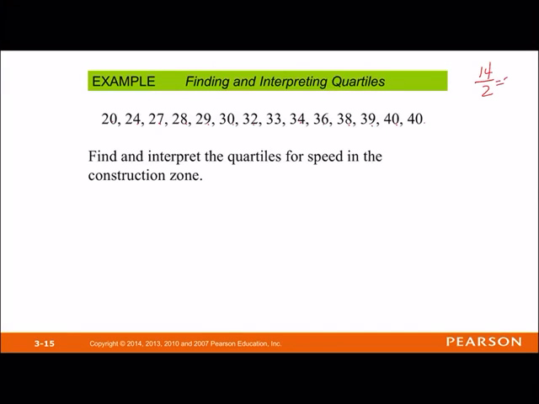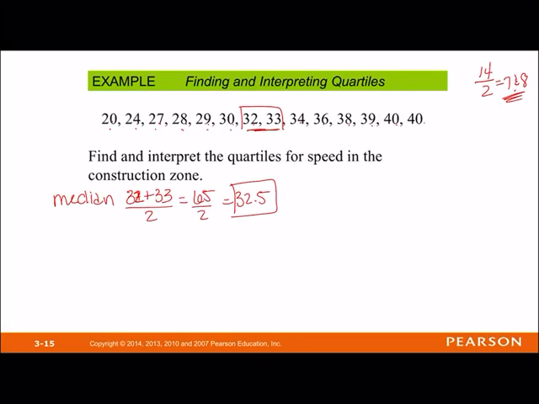That means that I'm going to have to take the average of the 7th and the 8th score. So again, if I count 1, 2, 3, 4, 5, 6, 7, and 8, your 7th and 8th score is the 32 and the 33. So to find your median, we're going to take 32 plus 33 and divide it by 2. And that's going to give me 65 divided by 2, which will be 32.5. So the median of your set of data is going to be 32.5.